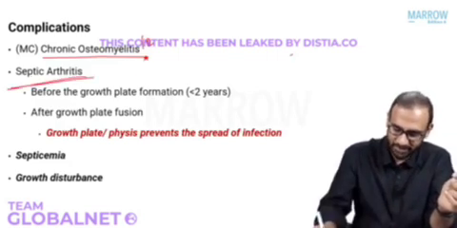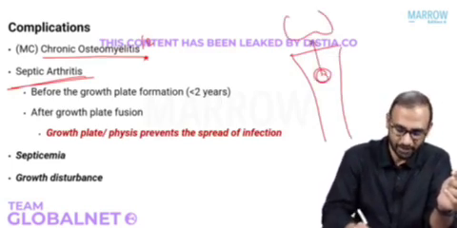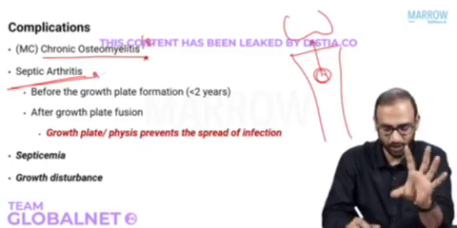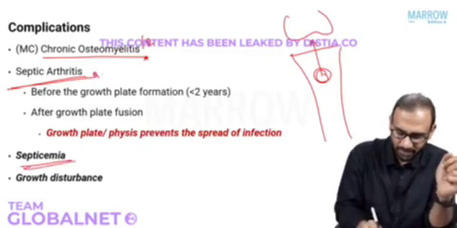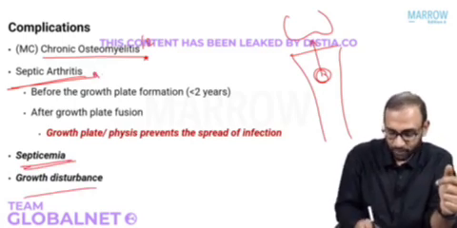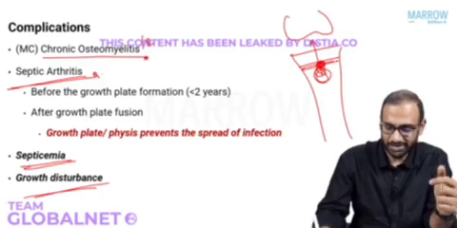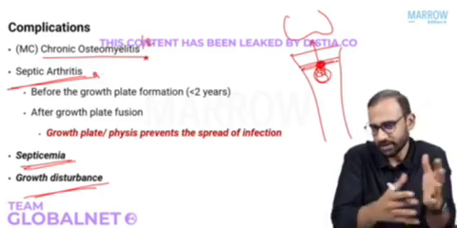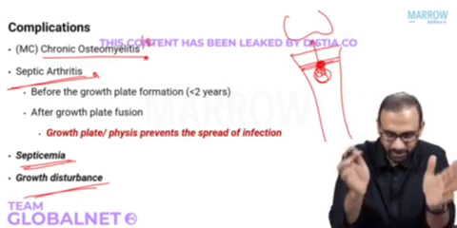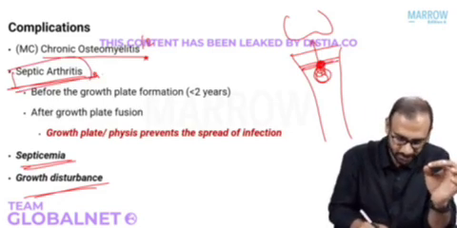Septic arthritis. So this is the bone. This is another bone. So there was infection here, which moved into the joint, leading into septic arthritis. Okay, and I'll tell you how and why. Septicemia, we all know septicemia can be a complication of any kind of infection. Growth disturbance, because there is infection here and there is a growth plate here, it can cause its damage, so the growth will be disturbed. These are the complications.